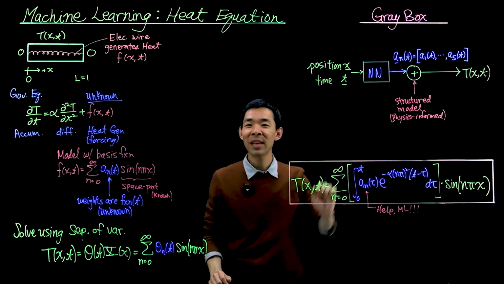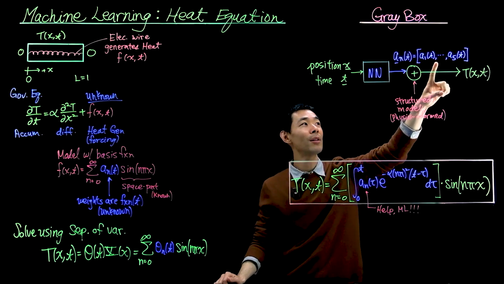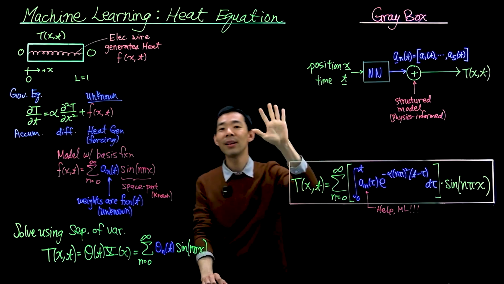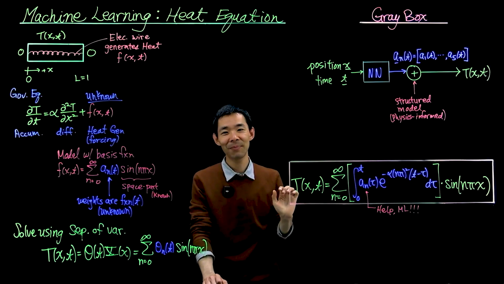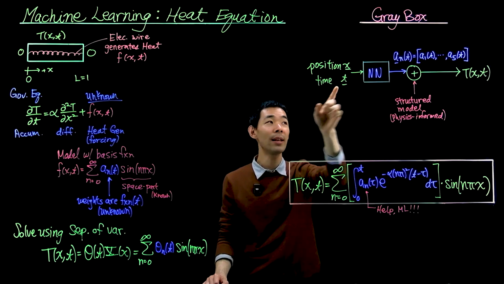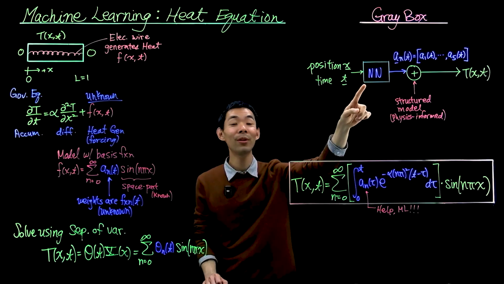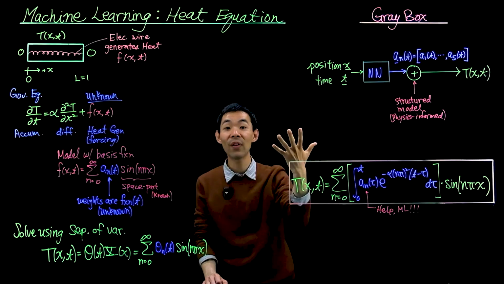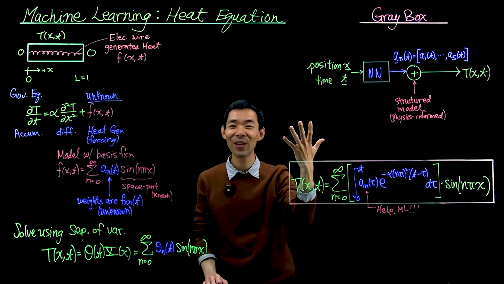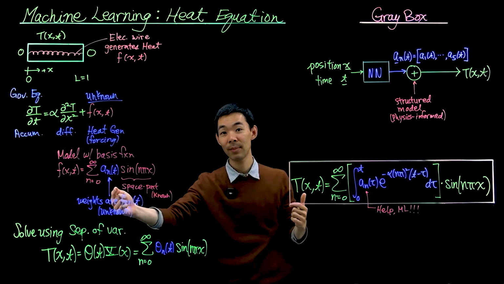So for the particular example I'm going to show you on MATLAB, I'm just going to go to 5 modes. So we're going to have sine 1, 2, 3, 4, 5, sine 5 pi x, and each of their coefficients. So position and time goes in. We have, in this case, 5 outputs coming out from the neural network corresponding to the 5 modes. The coefficients from sine 1 to sine 5. We get the a sub n.